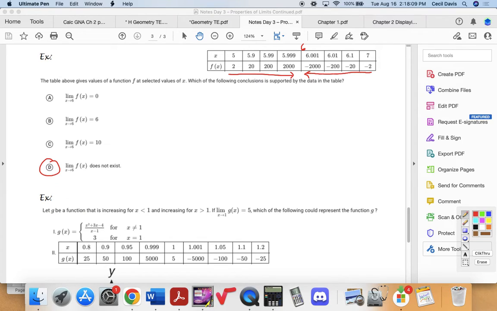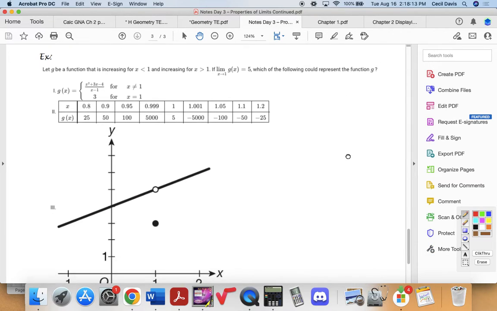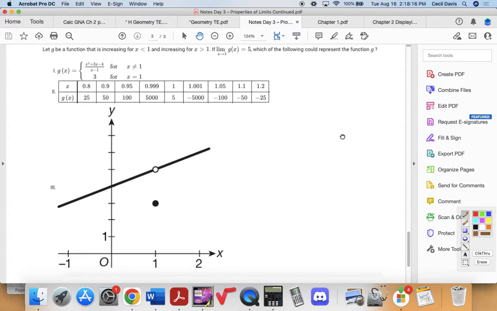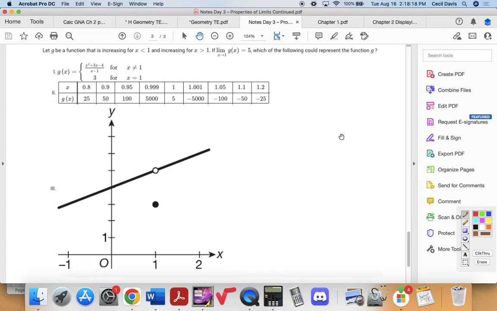This next one, I like very much. Let g be a function that is increasing if x is less than 1 and increasing for x greater than 1. If the limit as x approaches 1 of g of x is equal to 5, which of the following could represent g?